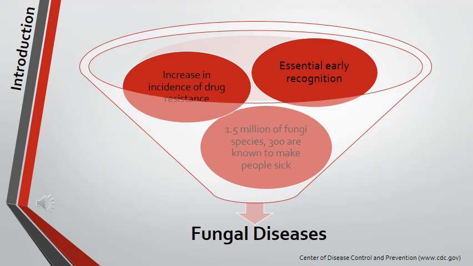Fungi are everywhere. They are able to live on outdoor surfaces such as soil, plants, and trees, as well as on indoor surfaces including human skin. There are approximately 1.5 million different species of fungi, but only about 300 of those are known to make people sick. These fungal diseases are often caused by fungi that are common in the environment because people can breathe them in or come in contact with them every day.